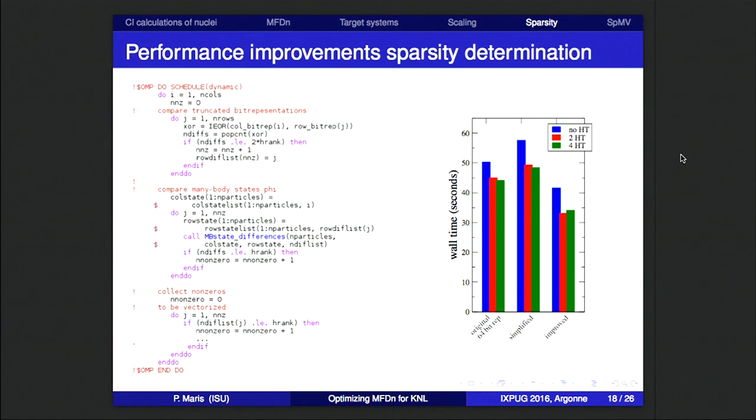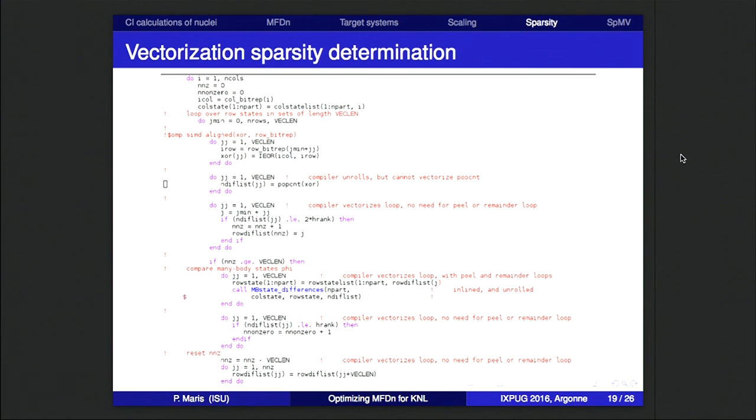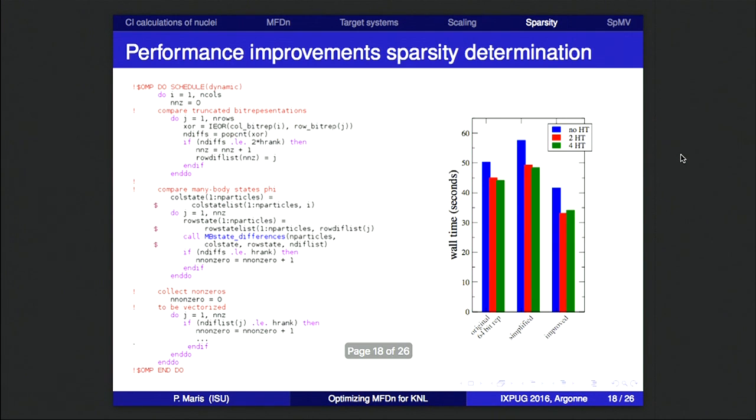If I do that, the original 64-bit representation was this. If I simplify it and do a little bit more work, it does get a little bit slower. But then if I split this up into three separate loops, I get quite a significant improvement, and that's most likely due to improved cache performance, though I have not actually checked that with performance tools. The next step that I did is, can I take these loops and vectorize them?